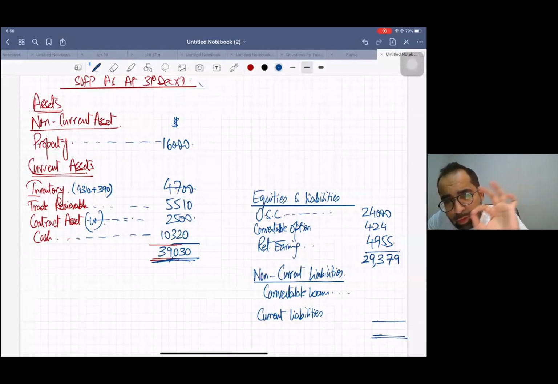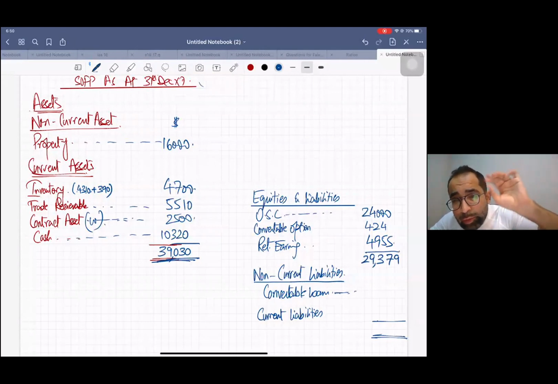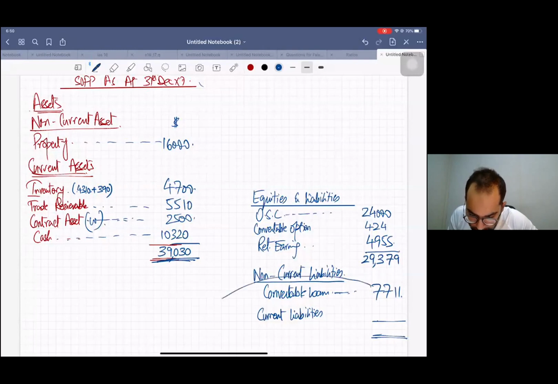Hope you remember the share premium is 0 and the revaluation reserve is also 0 now, so no need to write the 0 numbers. Then for the convertible loan note, I hope you remember I adjusted something in the trial balance. We made two entries for the convertible loan note. The existing convertible loan note was 8,000. 8,000 minus 424 and plus 135 makes 7711. You can verify it as well.